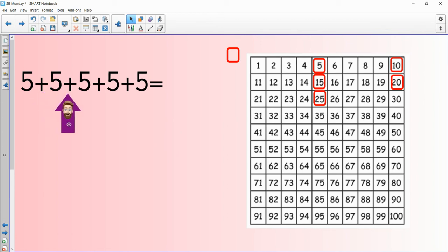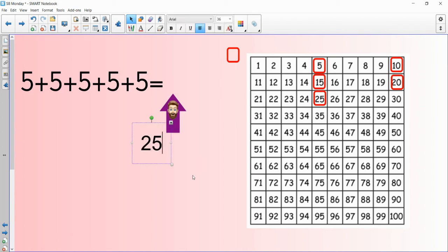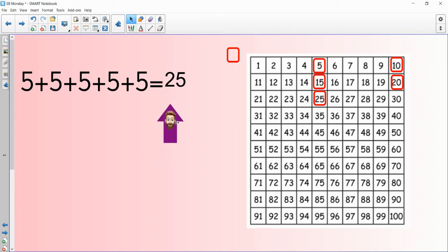1, 2, 3, 4, 5. I need 5 5s. Look, I've got them. 1, 2, 3, 4, 5. So the answer to this one must be 25. We don't need to draw counters for this because we can count in fives.